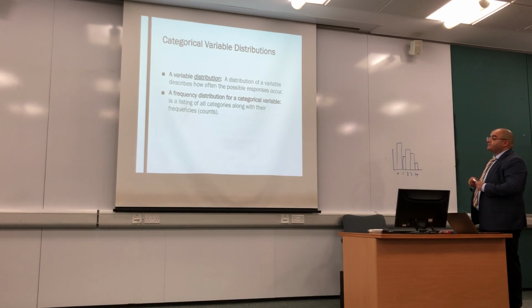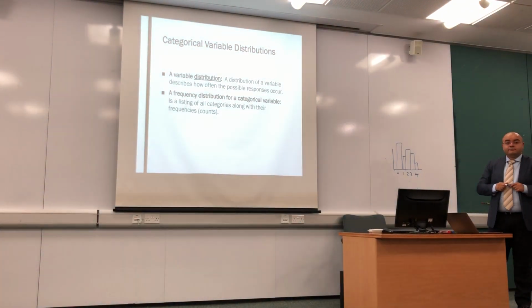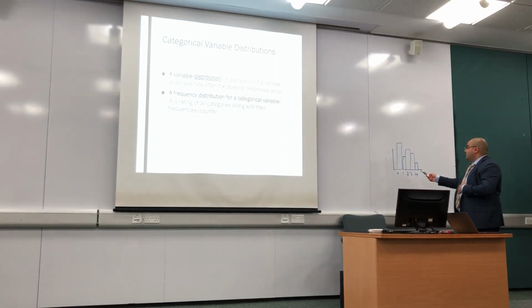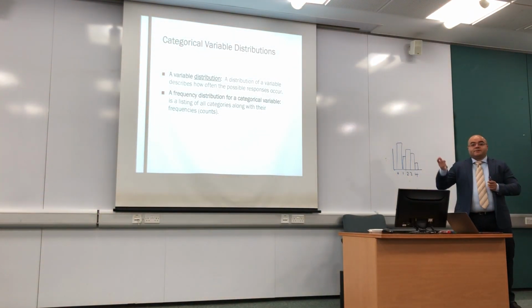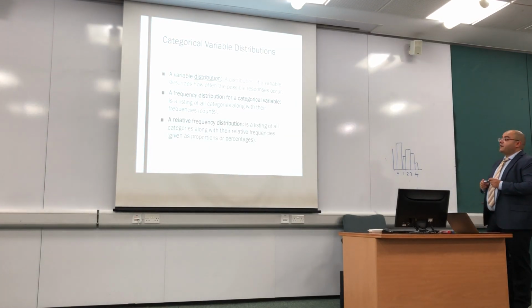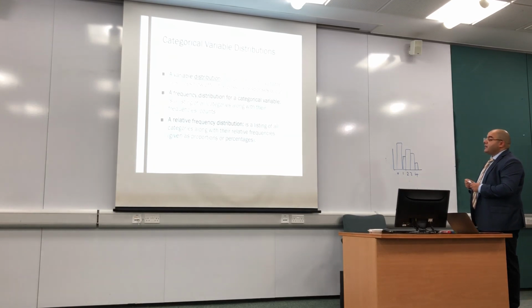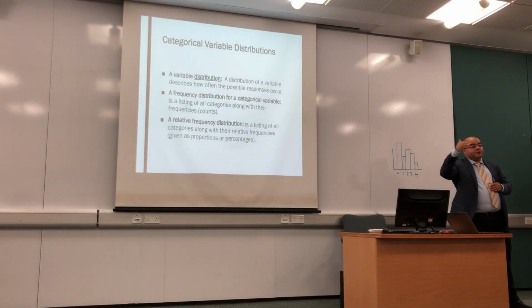Frequency. What is frequency? The frequency distribution for a categorical variable is the listing of all categories along with their frequencies. It's clear, basically how frequently, the counts for each response. Okay. What is relative frequency? The listing of all categories along with their relative frequency given as proportion or percentage. You list the percentage for each of the counts, as we saw in the table. Okay.